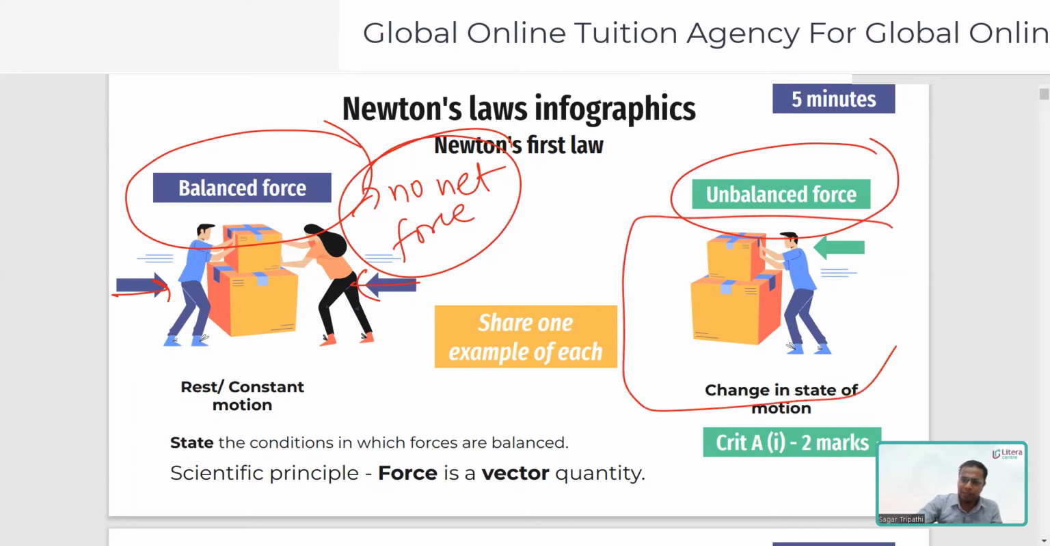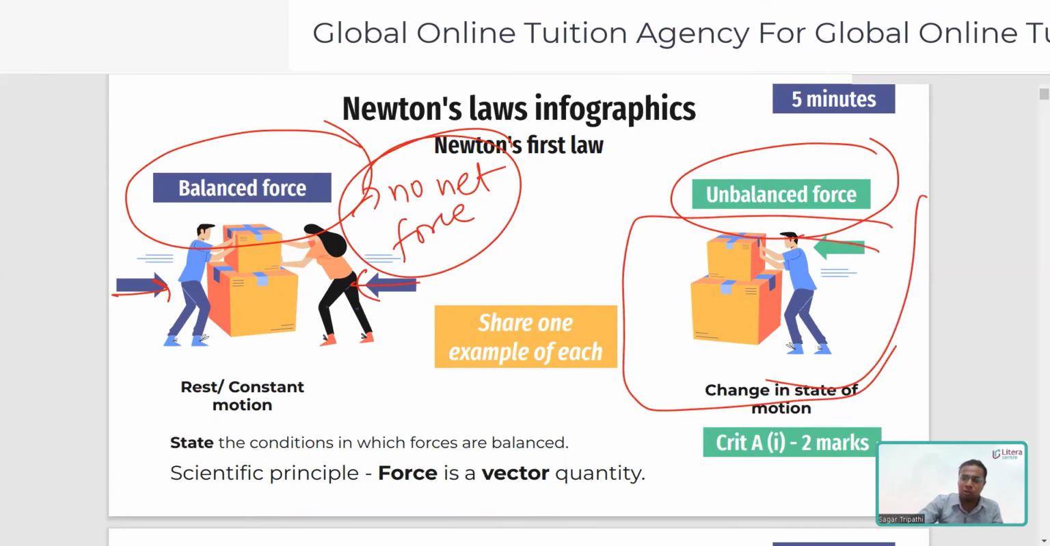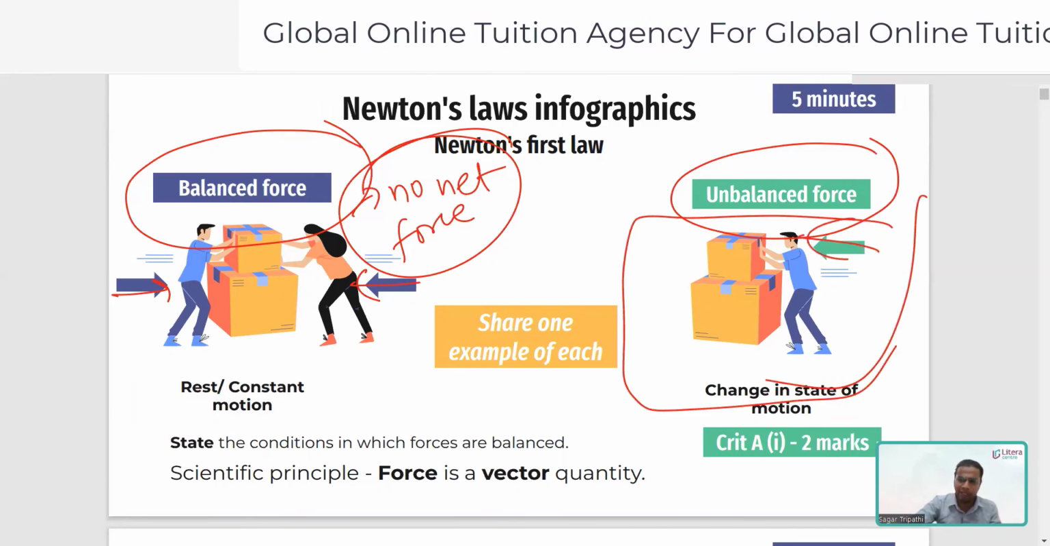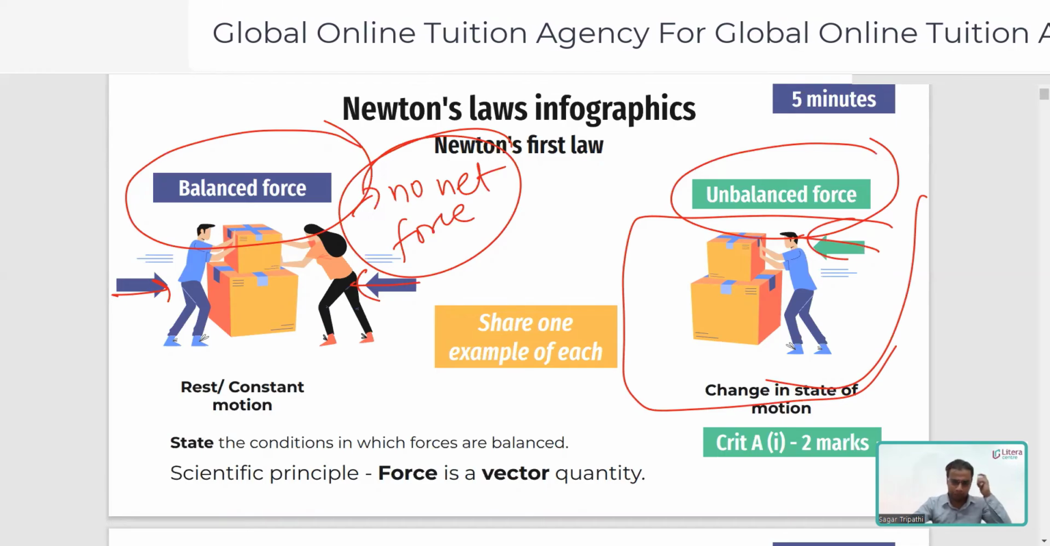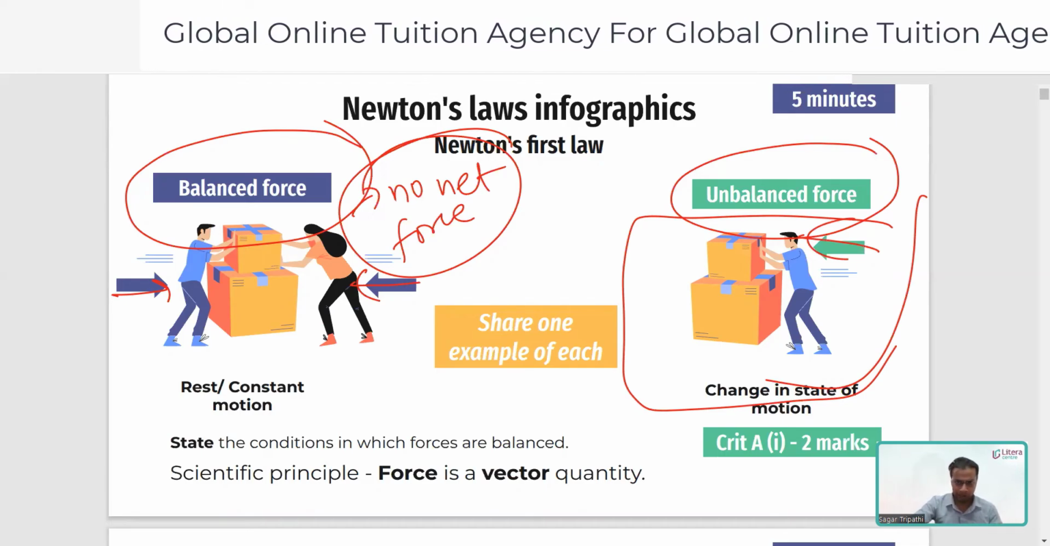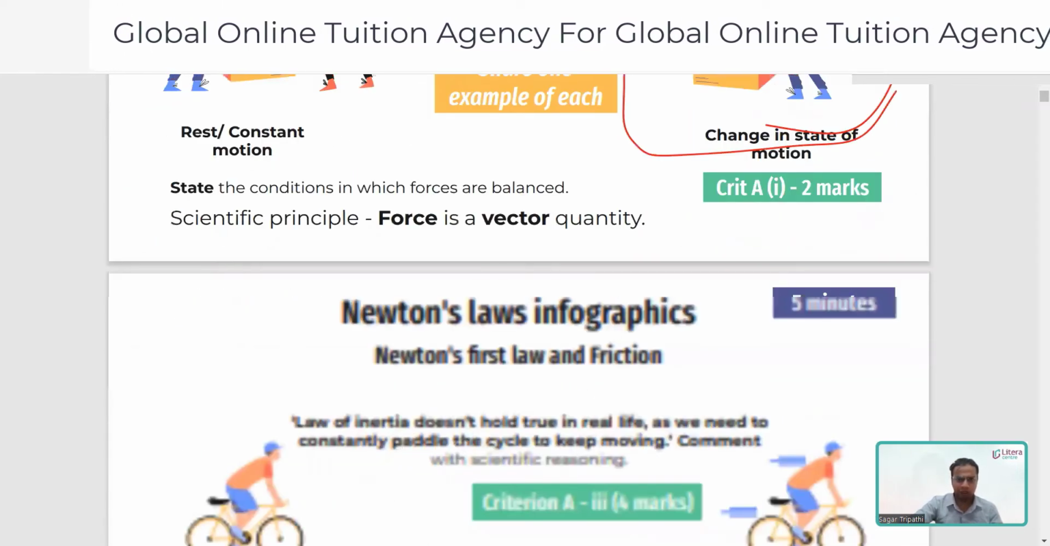As you can see in this image, unbalanced force means applying a force from only one direction. Here there exists some net force, so the object will definitely change its state of motion.